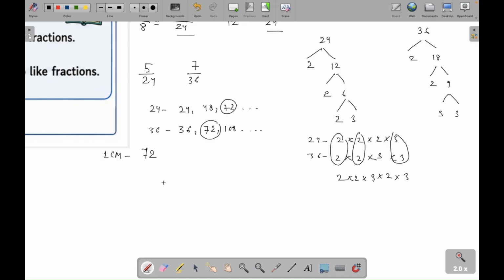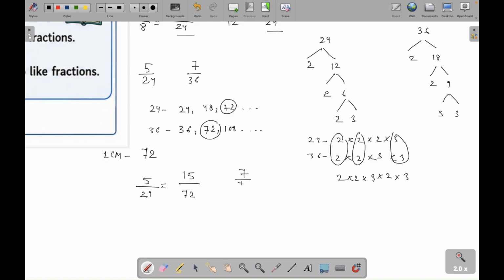Now what I'll do, I'll try to write this fraction with denominator 72 and this fraction as well with denominator 72. So 5 by 24 is equal to, we know the new denominator. So what number should I multiply 24 with so that I get 72? So we can either divide. So 24 3s are 72 and I should also multiply 5 with the same number. So 5 3s are 15. So this number gets converted to 15 by 72.